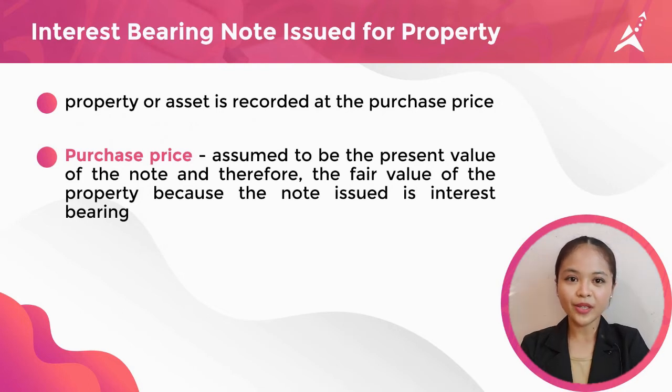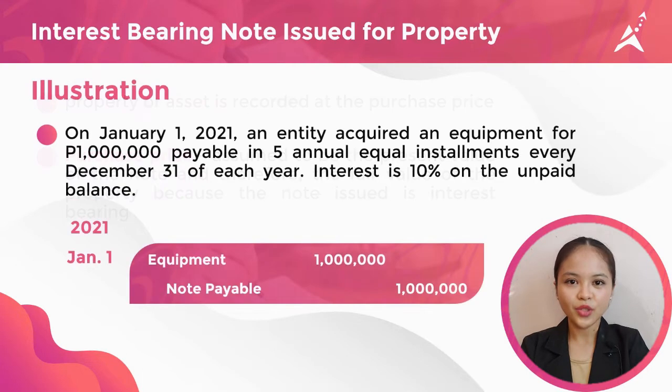When a property or non-cash asset is acquired by issuing a promissory note which is interest-bearing, the property or asset is recorded at the purchase price. The purchase price is assumed to be the present value of the note and therefore the fair value of the property because the note issued is interest-bearing. In order to better understand this, let us check this illustration.